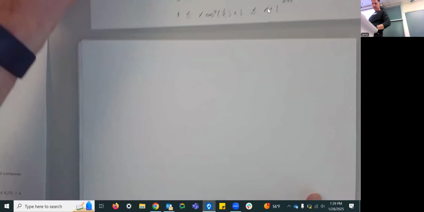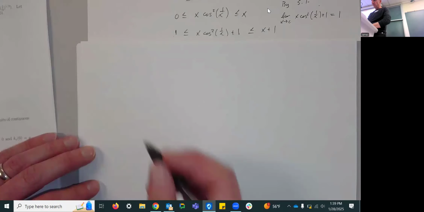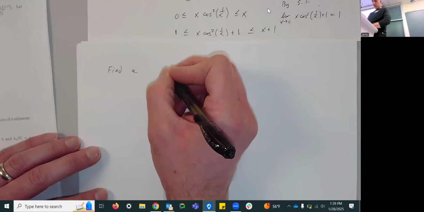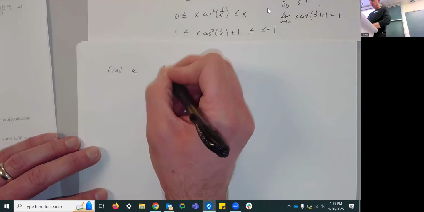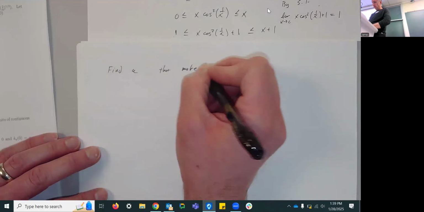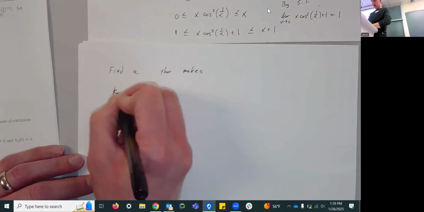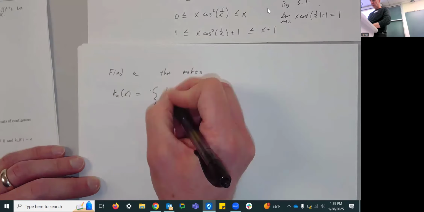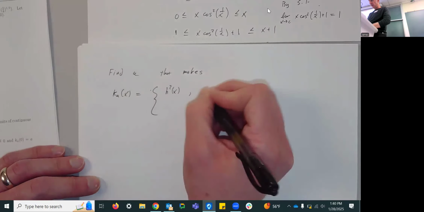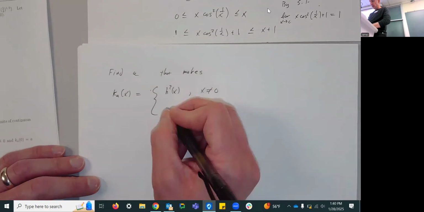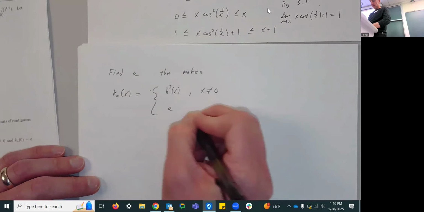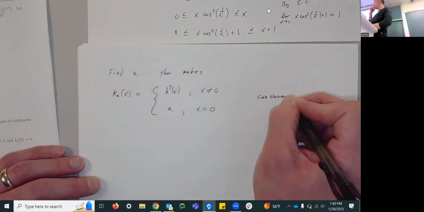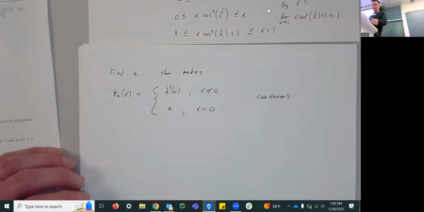This seems extra funky. So here's what we want to do. We want to find A that makes, and I'm going to write this in the more standard way, Ka of x, which is equal to the piecewise function, h squared of x when x is not equal to 0, and A when x is equal to 0, continuous. Okay, I think that's not as terrible as it sounds, maybe.